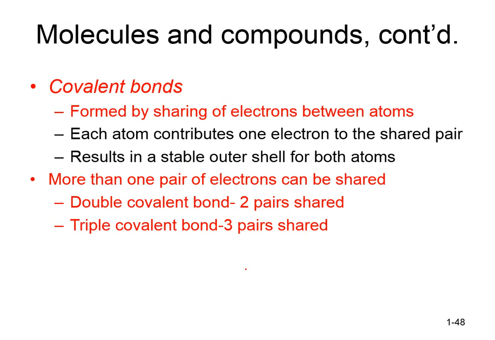Here we are just repeating about covalent compounds, and also take note of these. A double covalent bond has 2 pairs of electrons shared. So 2 pairs means 4 electrons. A triple covalent bond has 3 pairs. 3 pairs means 6 electrons, because each pair is 2. So also write that down.